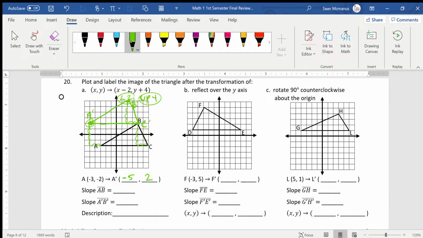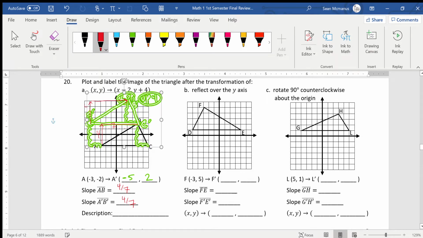So the slope of AB, if I look at my slope triangle, goes up 1, 2, 3, 4 and over 1, 2, 3, 4, 5, 6, 7, I think. So the slope is 4 over 7, and A prime B prime will also be 4 over 7, right? If I translate it, it hasn't changed. That's really what this part of the unit was all about, more than anything, right? It goes up 4 over 7, so it's going to be the same.